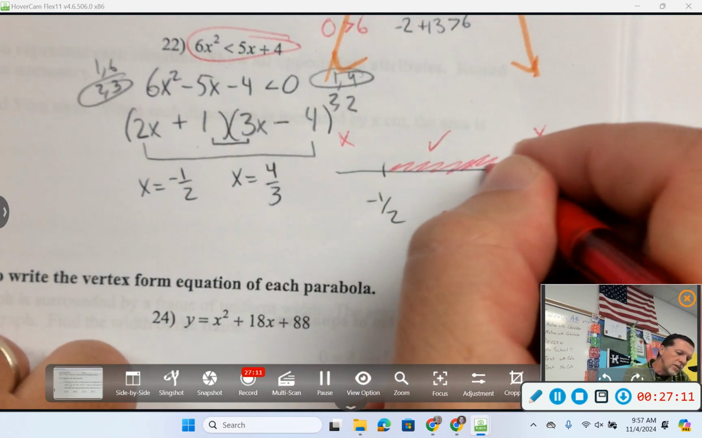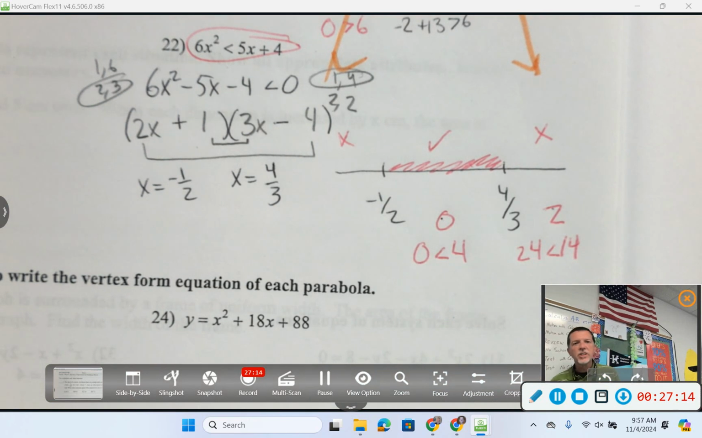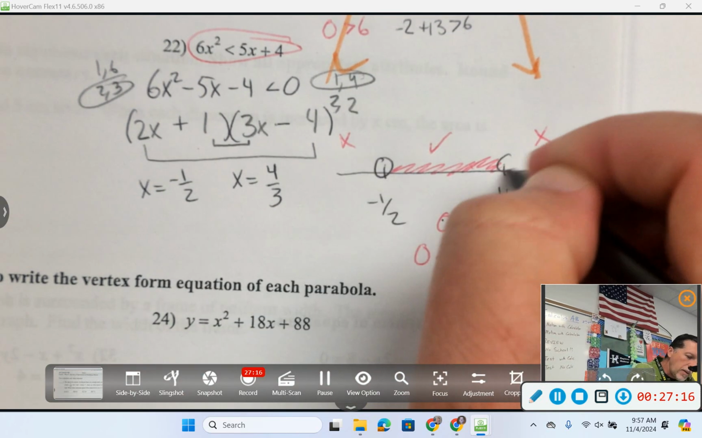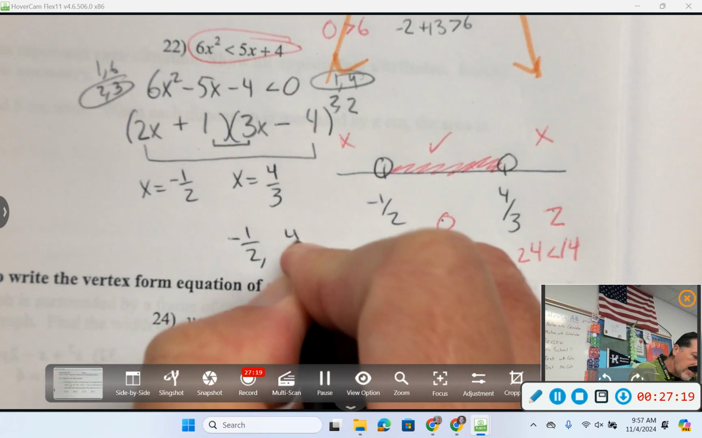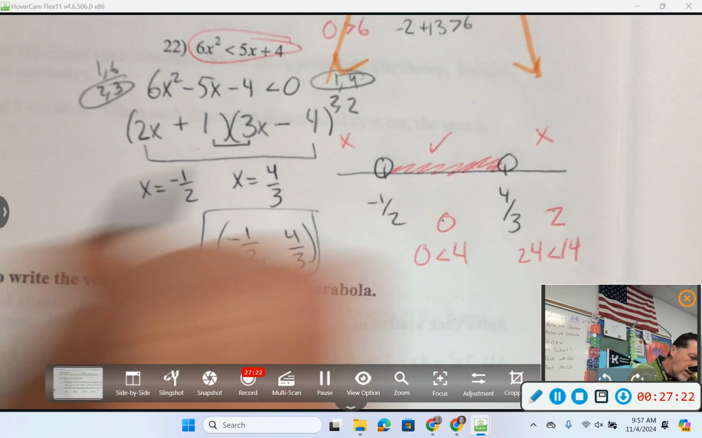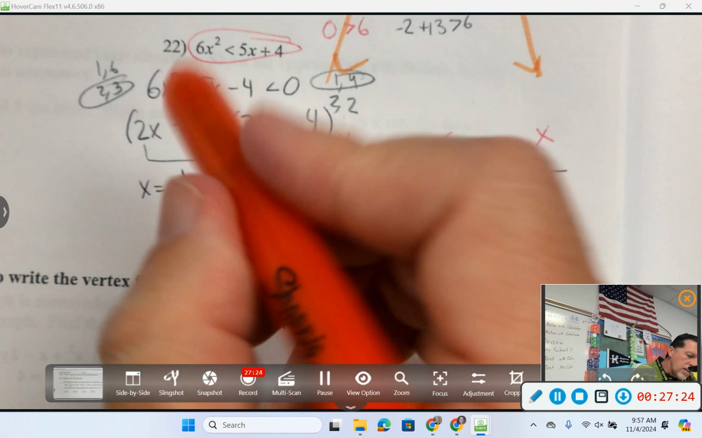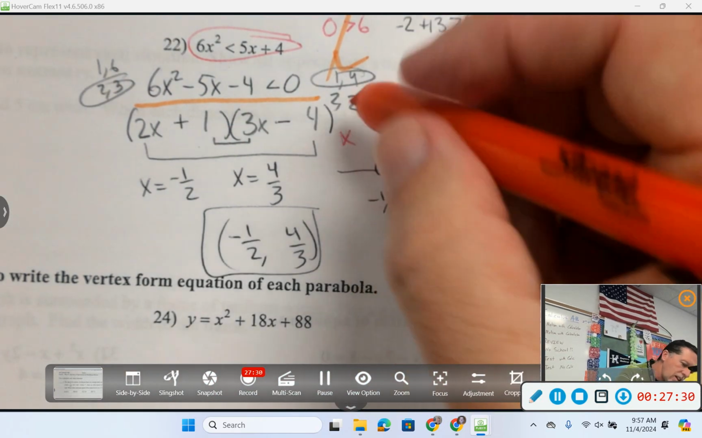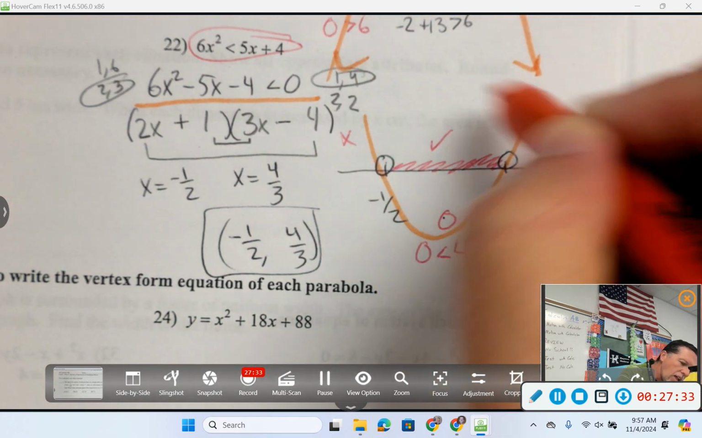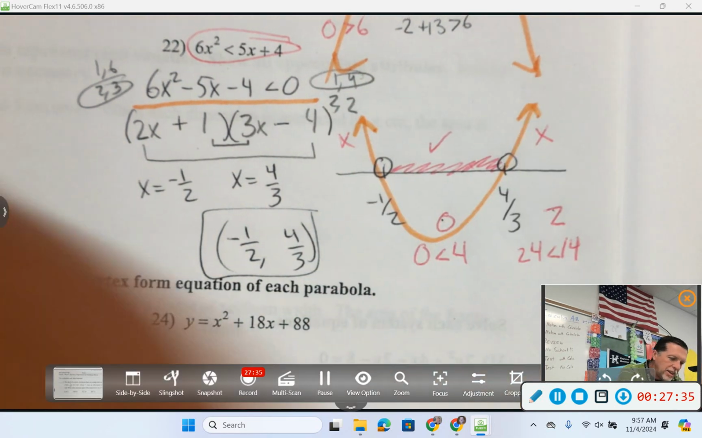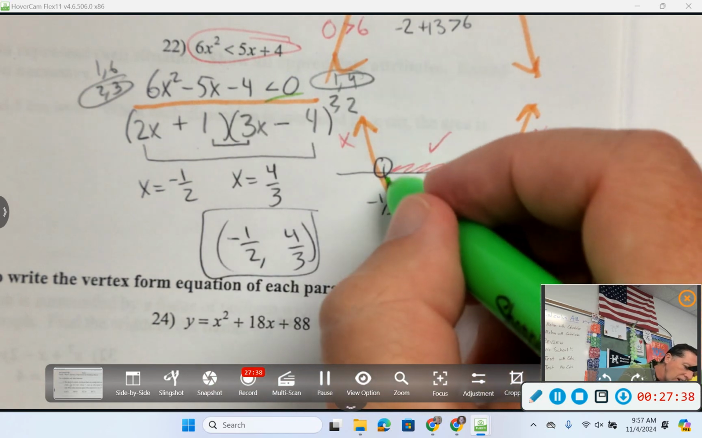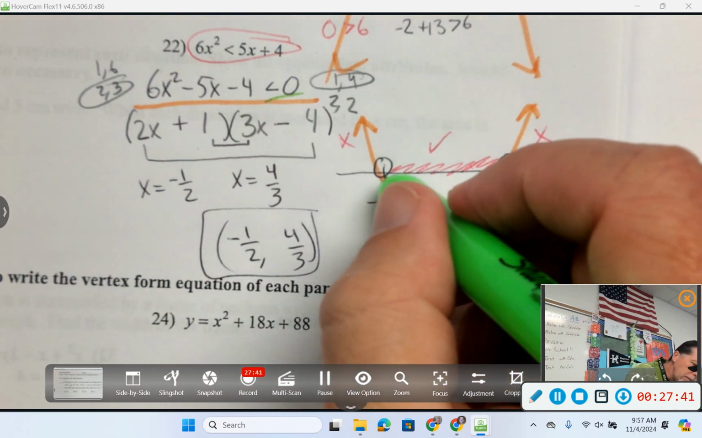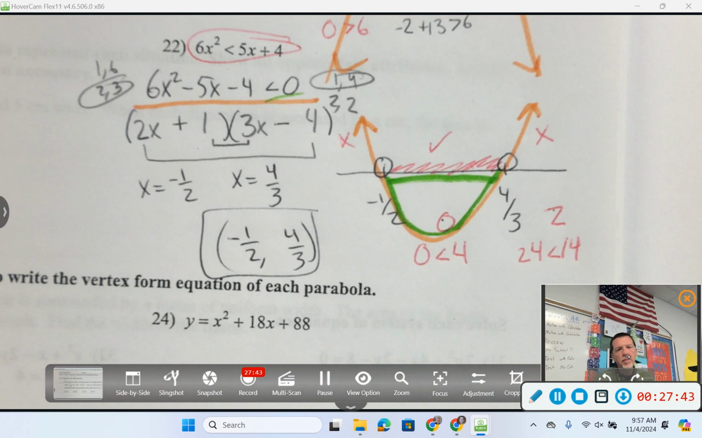So I want to shade the middle. Oh, I forgot to think about open or closed circles. Open, because it's not equal to. So negative 1/2 to 4/3. The parabola way would be, this is an upward parabola, and I want to know where that parabola is less than 0. So that would be from negative 1/2 to 4/3. Again, you don't have to draw the parabola, you don't have to check the intervals, but you got to do one or the other to know where to shade.